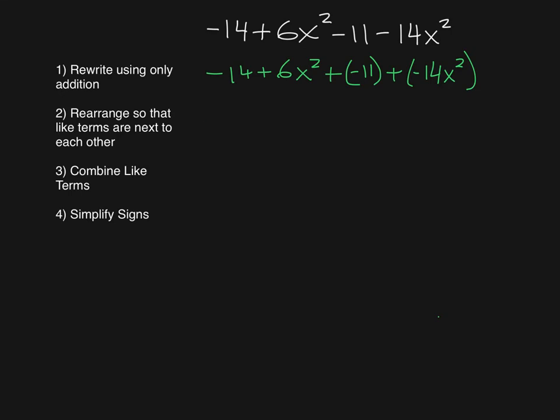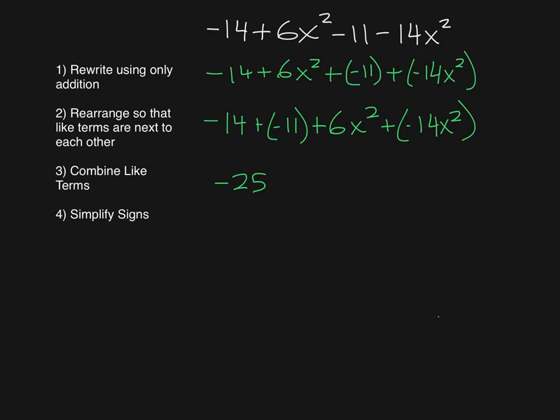And now that this is all addition, now we can rearrange terms. So I start with negative 14 here, and negative 11 is another constant. So I can put those two right next to each other. Same with 6x squared and negative 14x squared. Those are also like terms because they both have x squared or x times x. Now I can combine, so I have to do some addition. Negative 14 plus negative 11, those are both negatives. They have the same sign, so I'm going to add 14 and 11. Get 25, and that's going to be a negative 25.